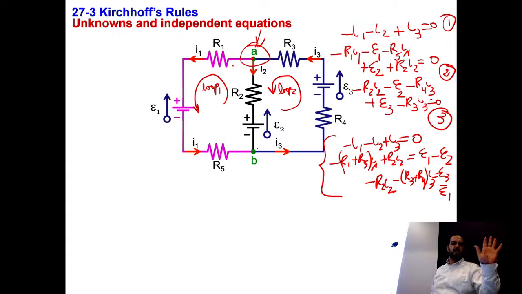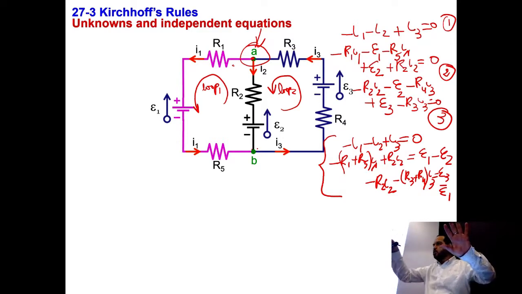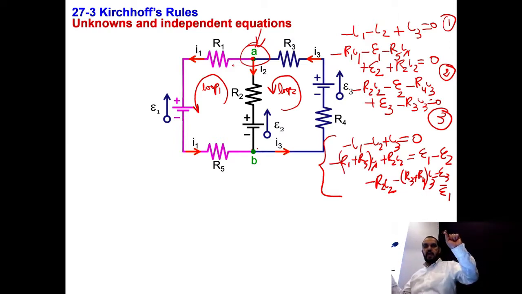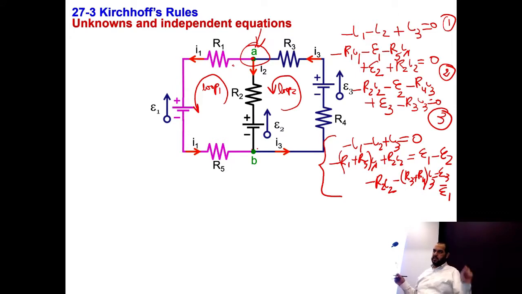It doesn't matter what direction you took. You solve for the currents. And when you solve, you find some positive values and some negative values. The positive values, that means the direction you assumed is correct. For the negative current, that means you assumed a wrong direction. So you can go back and just change the direction of the current. That's it. The magnitude is still correct. You just have to change the direction of the current.